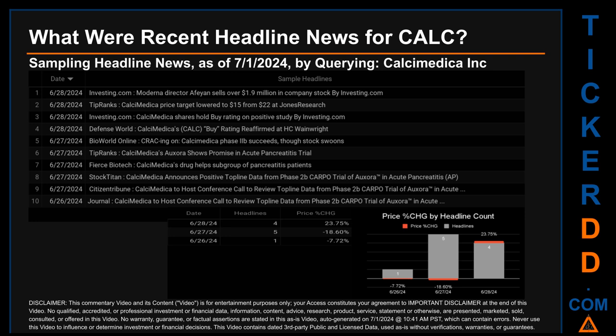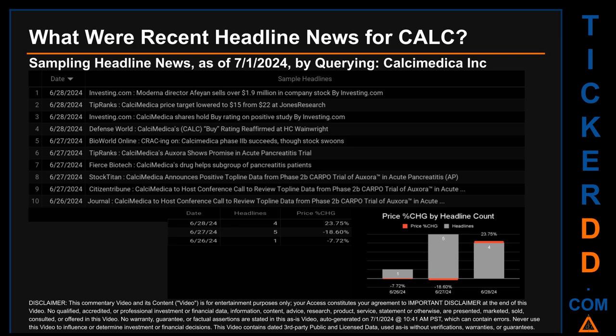It had 5 discovered headlines when TipRanks published the headline that read, CALC Medica price target lowered to $15 from $22 at Jones Research. Investing.com published the headline that read, CALC Medica shares hold buy rating on positive study by Investing.com. Defense World published the headline that read, Calcimedica's CALC buy rating reaffirmed at H.C. Wainwright. BioWorld Online published the headline that read, Cracking on Calcimedica phase IIB succeeds, though stock swoons.